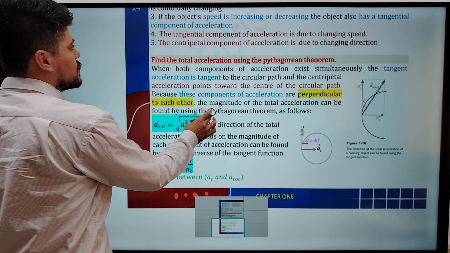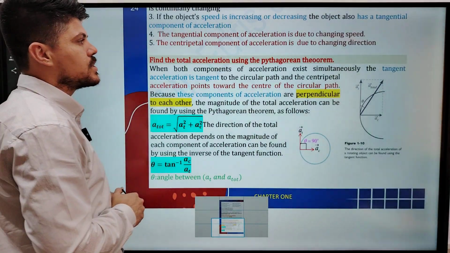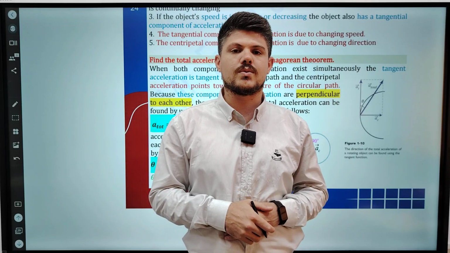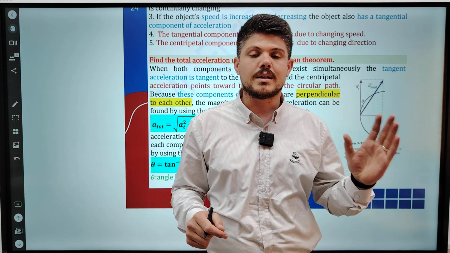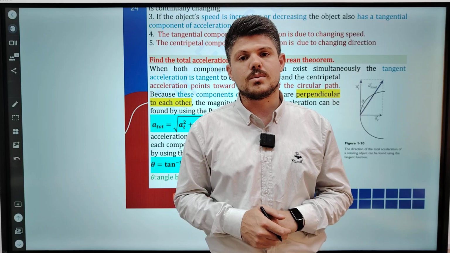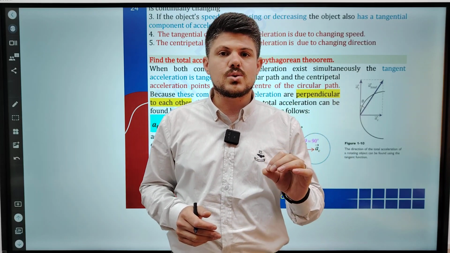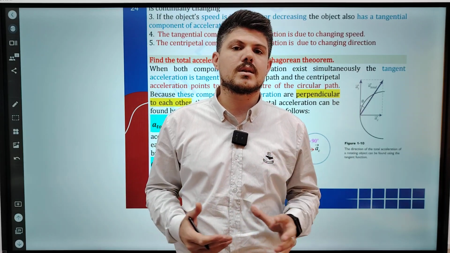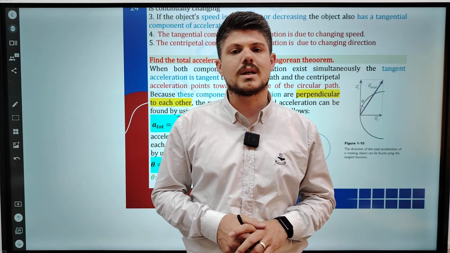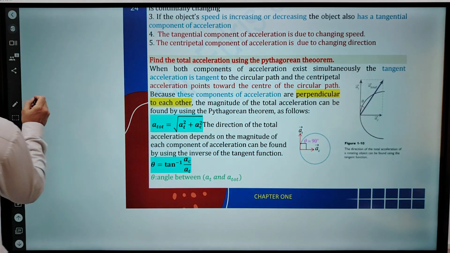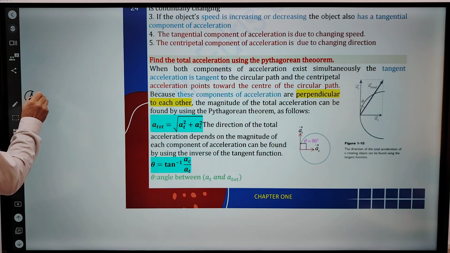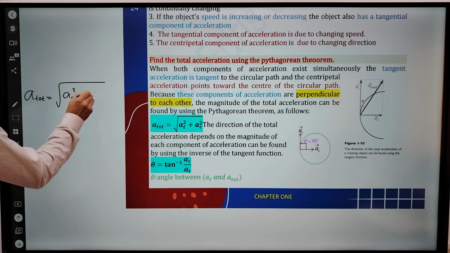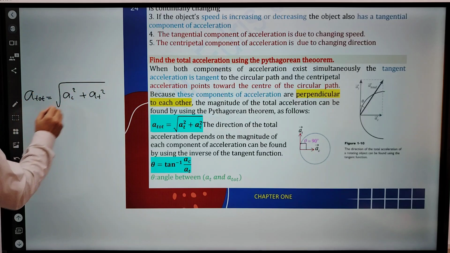As you know, in the previous lesson, we stopped at the total acceleration using the Pythagorean theorem. Why do we have to use the Pythagorean theorem to find the total acceleration from tangential acceleration and centripetal acceleration? Because these two accelerations are perpendicular to each other. For non-uniform circular motion, how can you determine the total acceleration? The total acceleration is equal to the square root of AC squared plus AT squared.